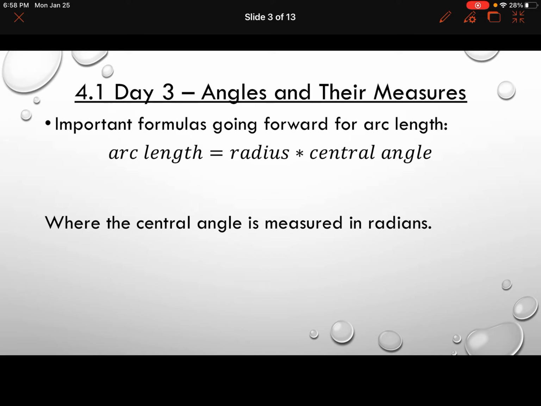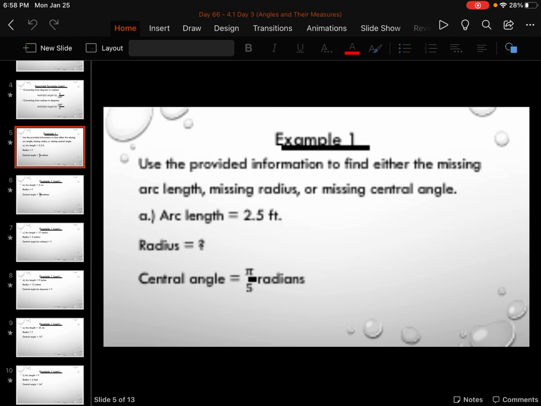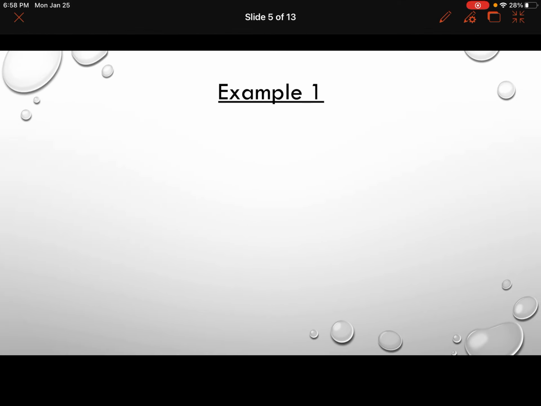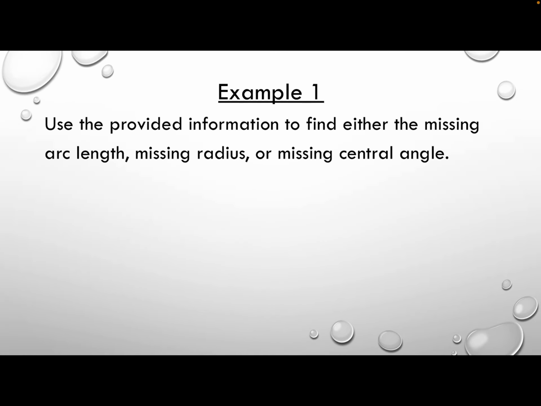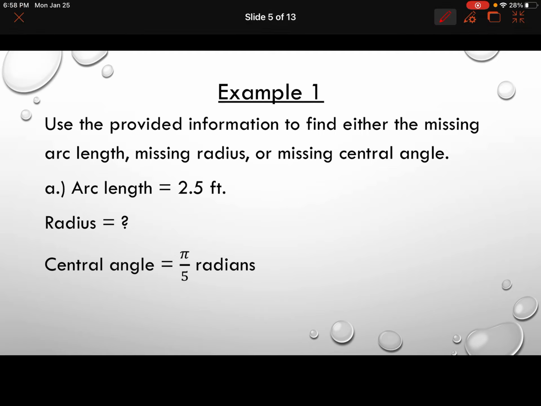All right, so let's get to our problems here. The first problem that we're going to do might be a little bit of review from yesterday for some of you. For others, it might be completely new. So we have an arc length of 2.5 feet. We don't know what the radius of the circle is, but we do know that the central angle is pi over 5 radians. So we're just going to use that formula and set up our equation.